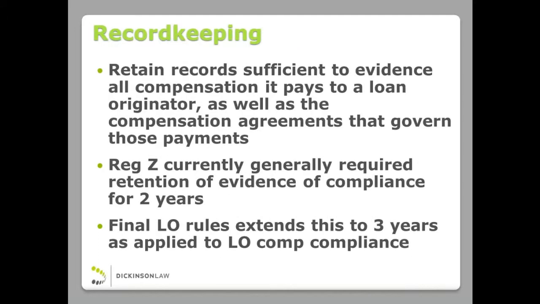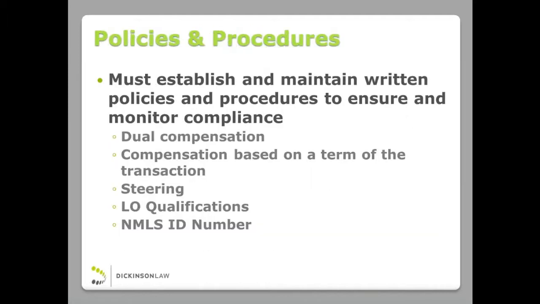Record keeping requirement is a little different for these loan originator rules than it is for other areas of Regulation Z. Your general retention requirement is 2 years under Reg Z. For loan originator rule compliance, it's going to be 3 years. What you're going to be retaining is evidence of your compliance with the rule. So compensation agreements, evidence of your actual compensation, policies and procedures, those types of items. And the hiring standards that you used, etc.